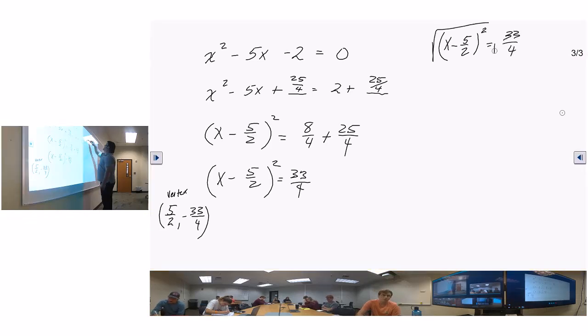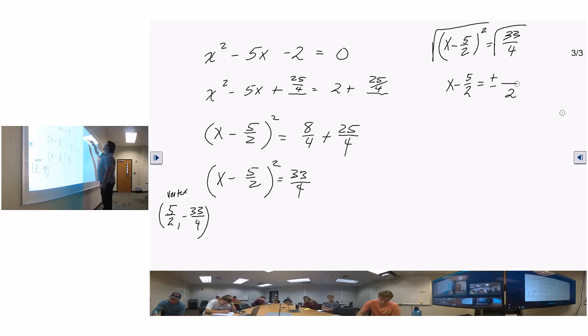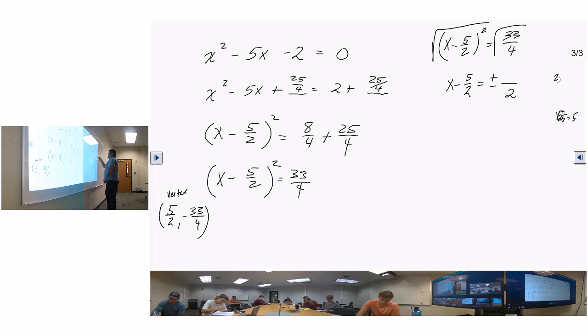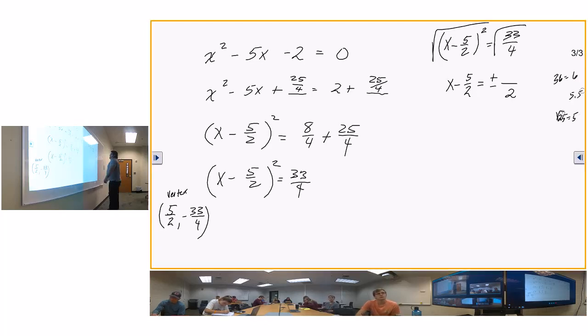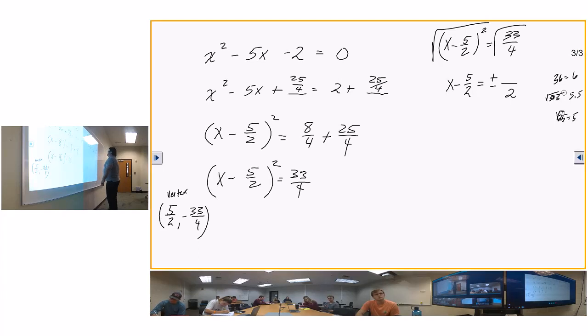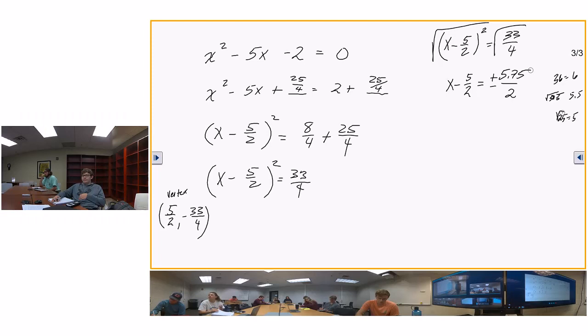Take the square root of both sides. X minus 5 halves is equal to positive or negative the square root of 33 over 4. Well, square root of 25 is 5. Square root of 36 is 6. 5.5 is in the middle. 25 to 36 is 11. Half of 5.5, that's square root of 30.5. So 30 I would say is 5.75. Somebody check me. 5.75, pretty much on the dot. It's a miracle.